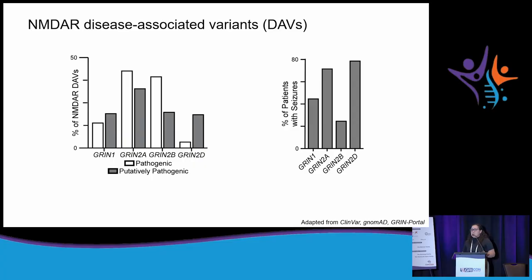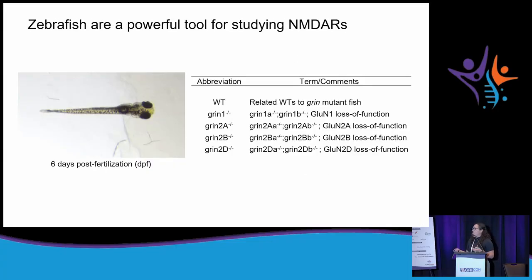So I'm interested in studying how these genes contribute to seizures via their loss of function. So I'm solely going to look at their loss of function and look at seizure development. And to do this, I'm using zebrafish as an animal model. Zebrafish are a very powerful tool here because they develop rapidly and they have a high degree of NMDA receptor conservation. All the fish I'm using are aged 6 days post-fertilization.